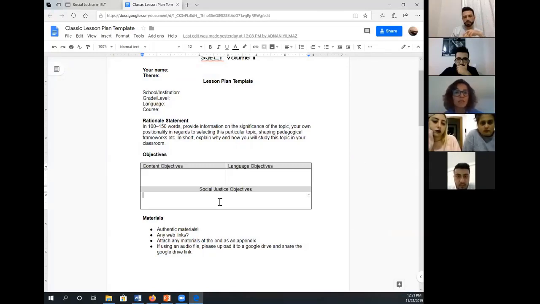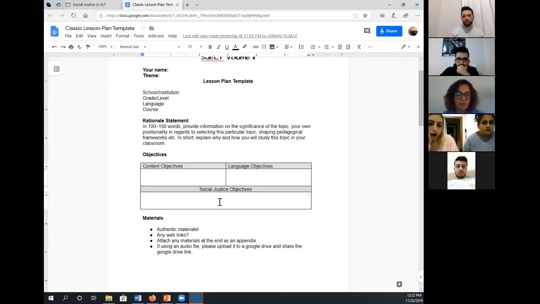But then, social justice objectives are, what do you want to achieve in this course in relation to social justice? How does, what do you expect your students to get out of this class in relation to social justice issues? And the language objectives are the objectives related to language teaching. So is it the vocabulary, or grammar, or reading, or listening? So you put them here.